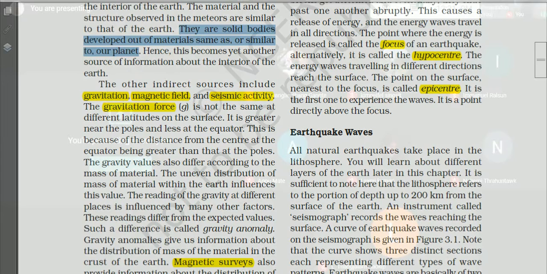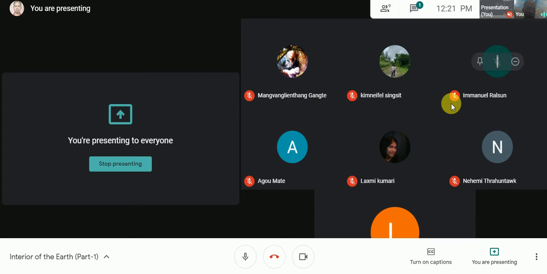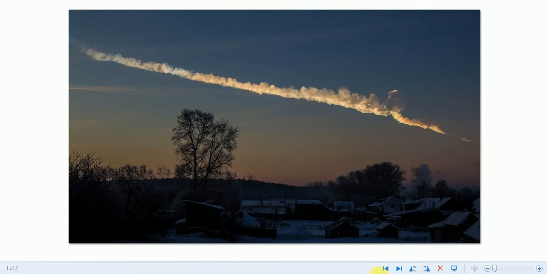Any question about meteors? Do you have any question? Actually, this was a very big meteor over Russia. In 2013, a big meteor hit Russia. This is the photograph of that meteor, and it caused a lot of destruction in Russia in 2013.